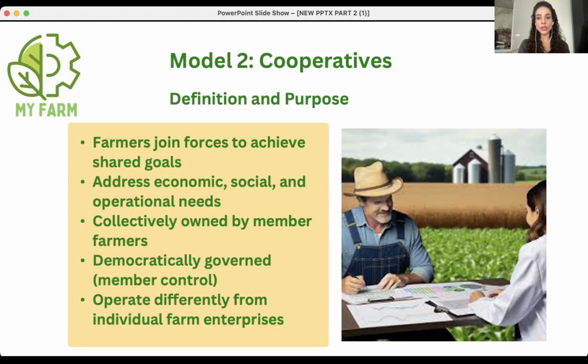Now we can continue with cooperatives. If we look at the definition, agricultural cooperatives are organizational models in which farmers join together to achieve shared economic, social, or operational goals. Unlike individual enterprises, cooperatives are collectively owned and democratically managed by their members.